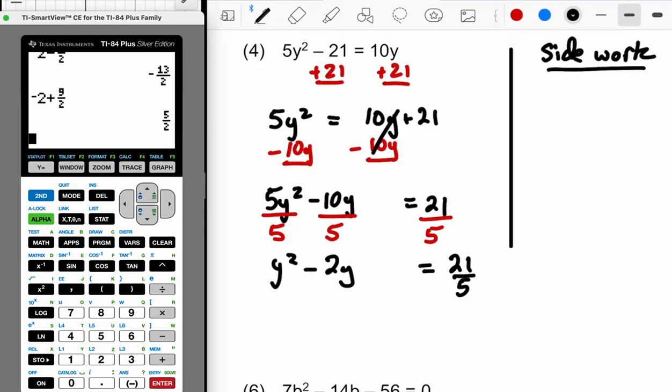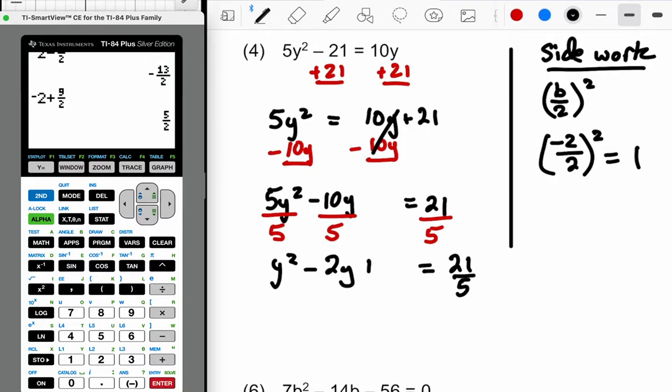All right, I take my b value, divide it by 2, and square it. So in this case, my b value is -2, divide it by 2, and square it. Well, -2 divided by 2 is -1. -1 squared is +1. Any number squared is going to be positive. That's the number that I add to both sides. So I'm going to add a 1 to both sides of the equation.